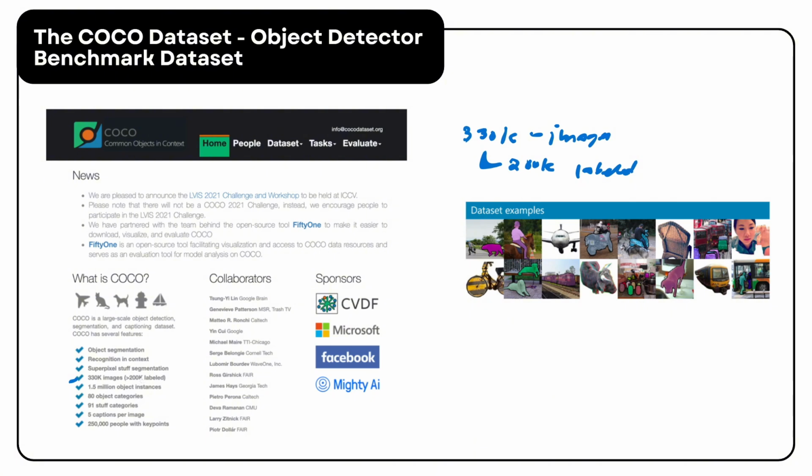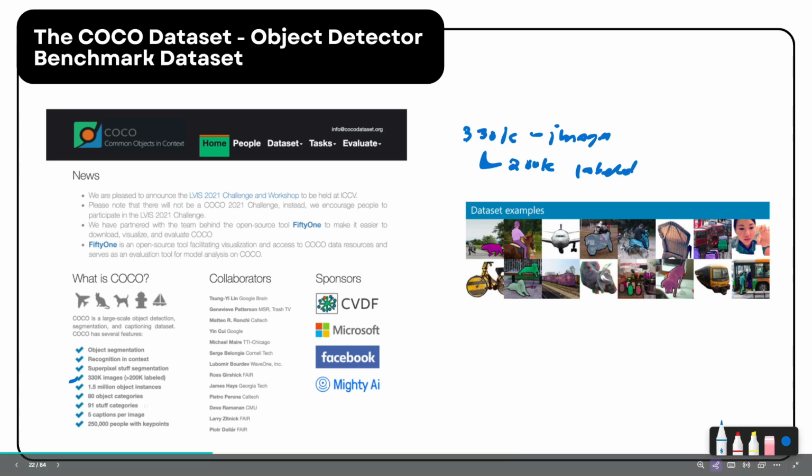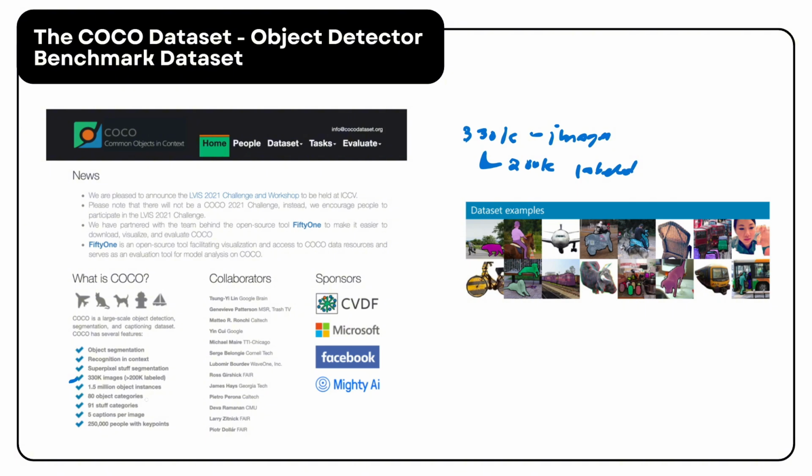We have over 200K labeled images and over 1.5 million objects annotated as object instances. We have 80 object categories and another 91 categories. I think these are the sky, grass, road, which is in the background of some of the images, and they added them. They have pixel annotations for object detection and so on.